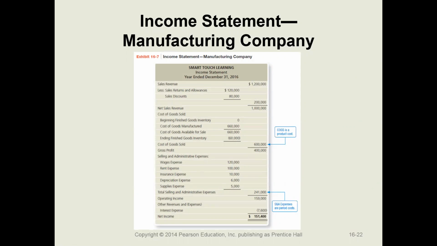Okay, so again, the format of an income statement for a manufacturing company is important because remember the cost of goods sold calculation here was beginning finished goods inventory plus cost of goods manufactured minus ending finished goods inventory gives us cost of goods sold. Okay, so how did we get this cost of goods manufactured?